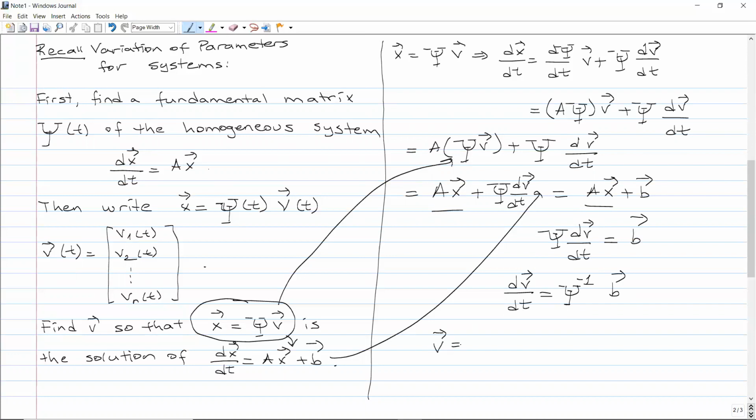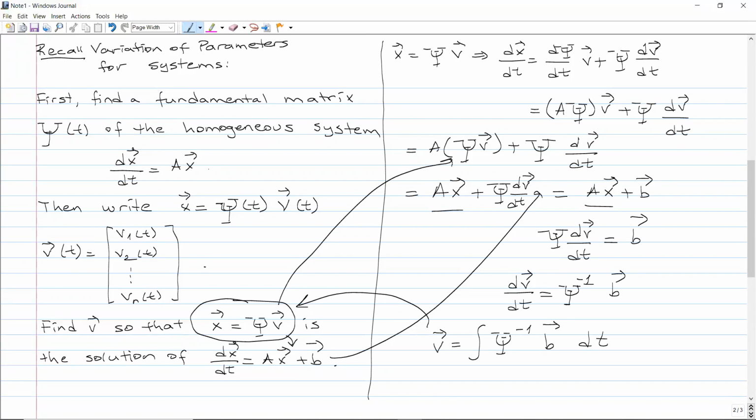So this is the derivative of the vector function V. To find V, we just integrate this with respect to t. And in this integration, if you keep the integrating constants, then substitute this V back here into X. So this gives you the general solution.